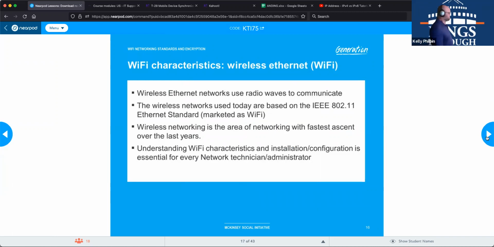Yuki, can you read for us, please? Wi-Fi characteristics, wireless Ethernet, Wi-Fi. Wireless Ethernet networks use radio waves to communicate. The wireless networks used today are based on the IEEE 802.11 Ethernet standard marketed as Wi-Fi. Wireless networking is the area of networking with fastest ascent over the last years. Understanding Wi-Fi characteristics and installation/configuration is essential for every network technician and/or administrator.